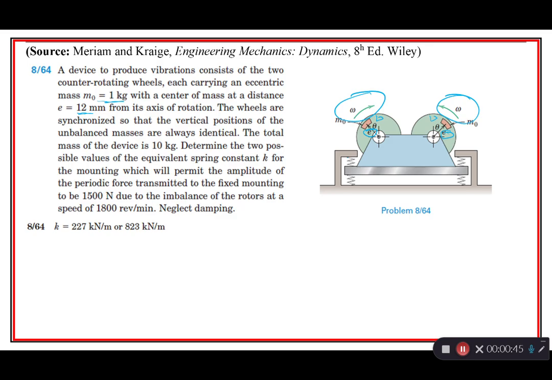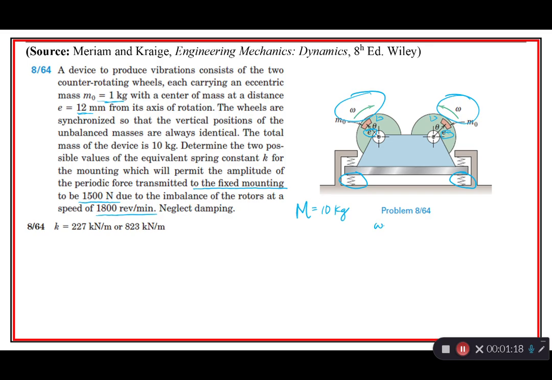The total mass of the device, so it's like kind of a big M, is 10 kilograms. Determine the two possible values of the equivalent spring constant K for the mounting, which will permit the amplitude of the periodic force transmitted to the fixed mounting to be 1,500 newtons due to the imbalance of the rotors at a speed of 1,800 RPM. So we need that right here.